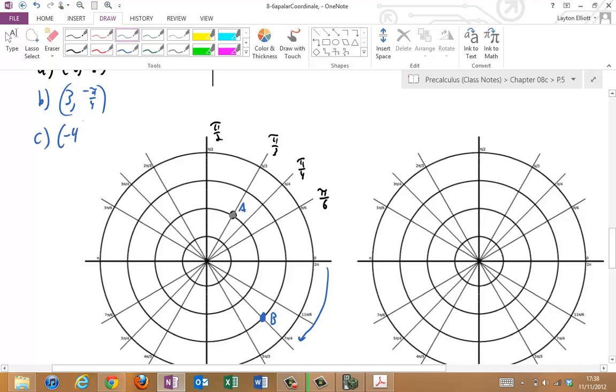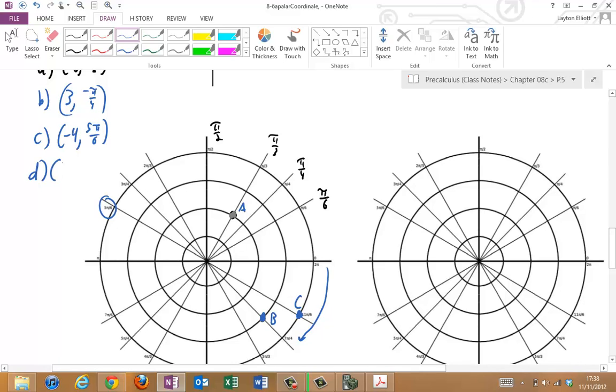Point C is negative 4, 5 pi over 6. 5 pi over 6 is right here. Positive 4 would be going in a positive direction. 1, 2, 3, 4. So what do you think negative 4 would be? I'll put a dramatic pause here while you think about where negative 4 would go. But yeah, it goes back along the same angle in the negative direction. So if we follow this line along, 180 degrees away from 5 pi over 6 is 11 pi over 6. 1, 2, 3, 4. This is where point C would go. Negative radii have meaning here. It means on the complete opposite side of the graph, 180 degrees or pi radians away.